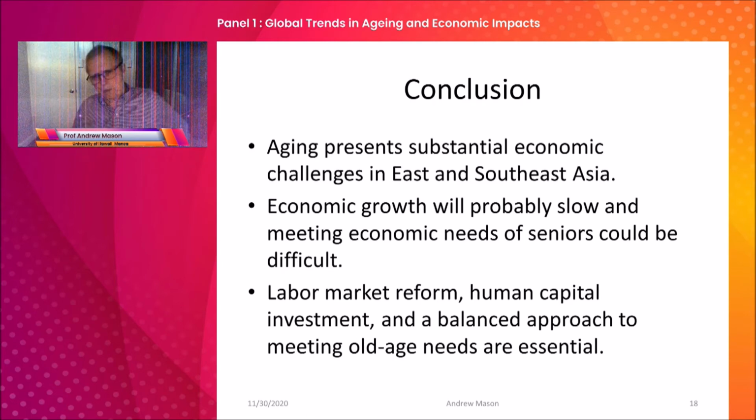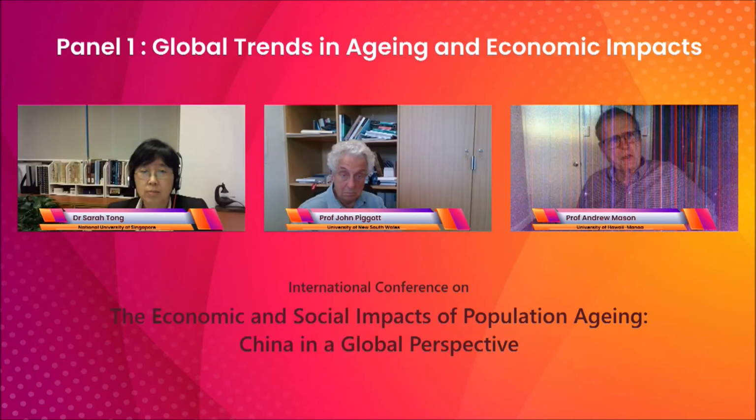And there's a lot of steps, though, that we need to take and I think can really help. So first and foremost is labor market reform, creating an environment where people can work longer in highly valued and useful jobs. Second is human capital investment, both for young people, but also lifelong learning programs are going to be very important as people work longer. And then finally, a balanced approach to meeting old age needs is essential. Thank you. That's it.